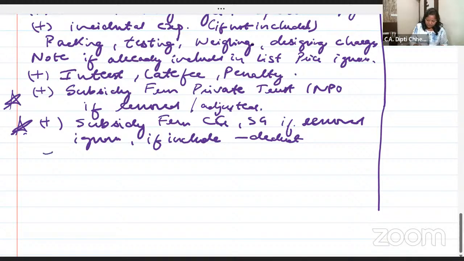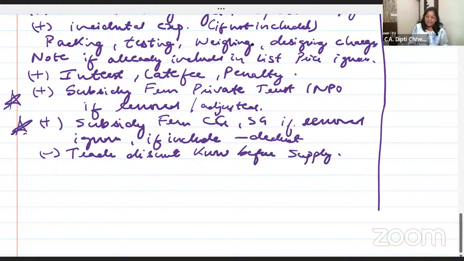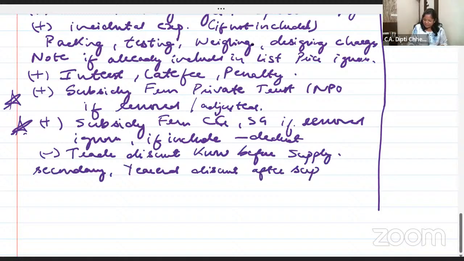And then discount. Trade discount known before supply. Trade discount is known before the supply. So what you have to do? Remove trade discount if it is known before the supply. It's customary. And then secondary or year-end discount given after supply, ignore. Don't deduct the secondary discounts or year-end discounts which are given after the supply.